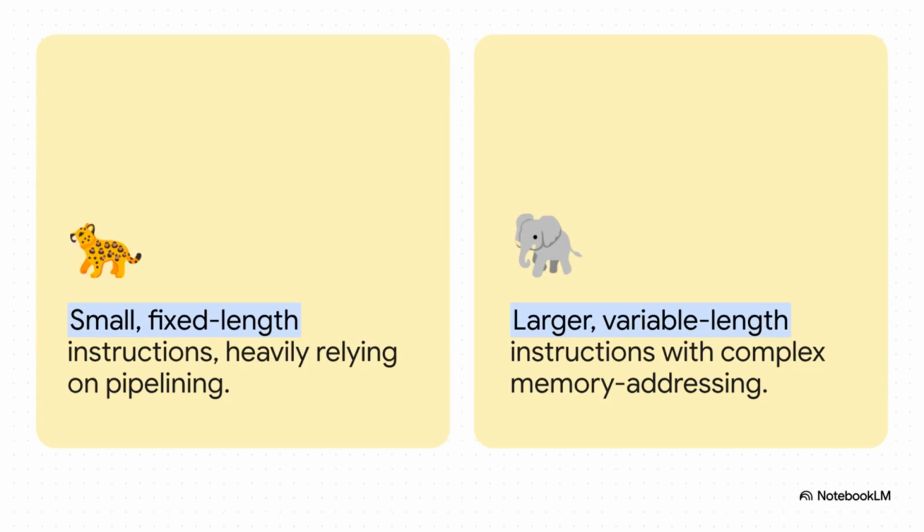Now, on the other side is complex instruction set computers, or CISC. Think of the Intel x86 processors running your laptop. Their philosophy is powerful, done flexibly. They use larger, variable-length instructions that can handle complex memory addressing in a single multi-cycle command. It's two completely different paths to computation, but both have been wildly successful in the real world.